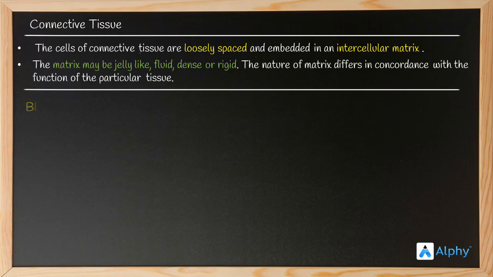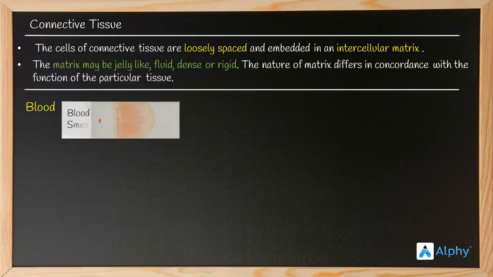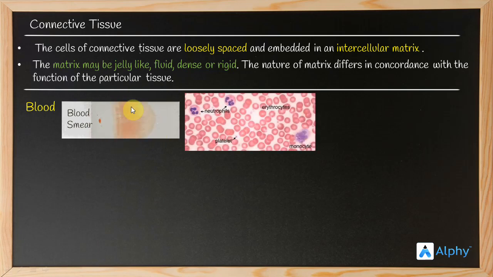The first example is blood. To know about blood, we will take a blood smear. So here we have the blood spot and this is a smear. So this particular portion is observed under a microscope and it will be looking like this. So what are these? We have neutrophil, erythrocytes, monocytes and platelets. These are known as the components of the blood. What are the other components?